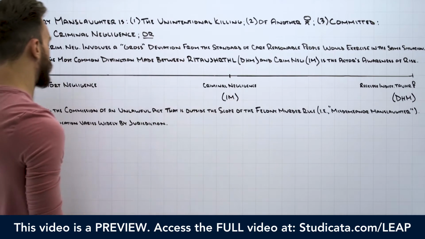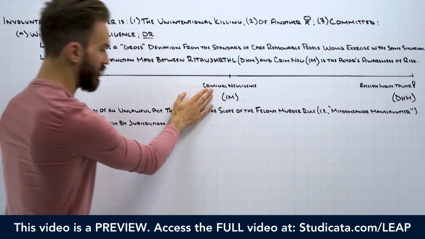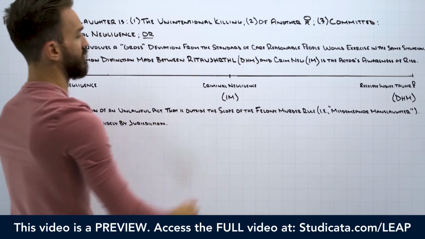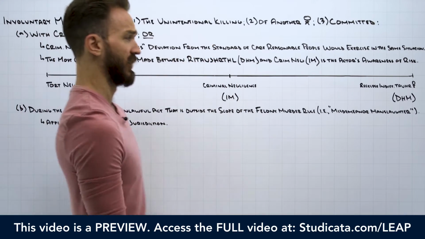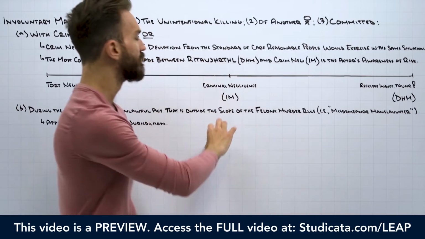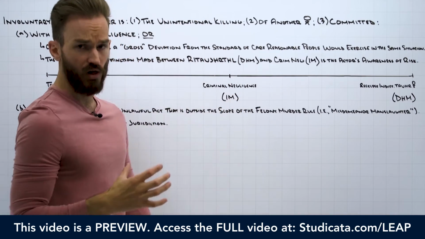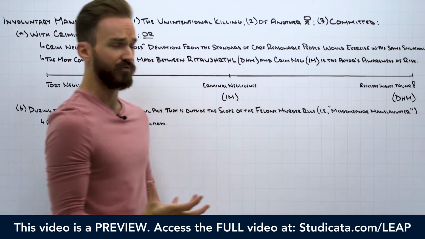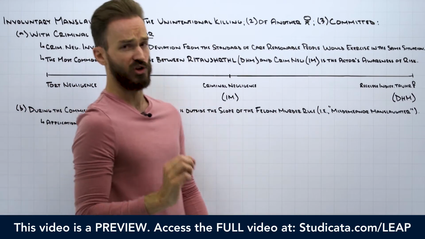So what's the difference if we're thinking from tort negligence to criminal negligence? It's really just a more extreme form of gross deviation from the standard of care reasonable people would exercise in the same situation. How do we get from criminal negligence, involuntary manslaughter, to depraved heart murder, reckless indifference to an unjustifiably high risk to human life?